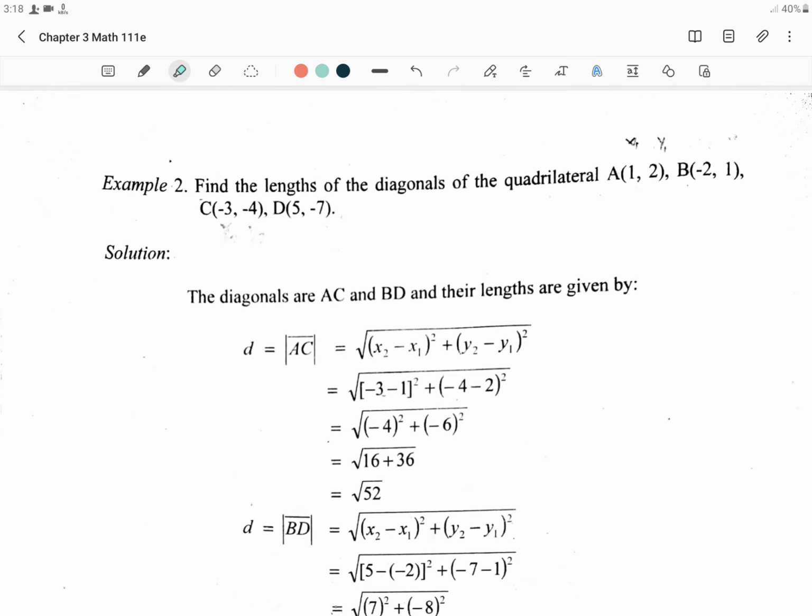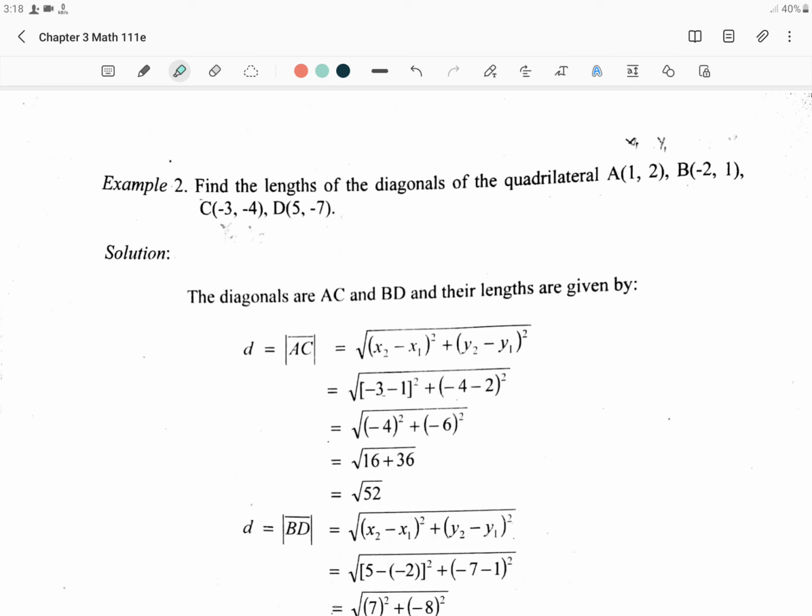Find the lengths of the diagonals of the quadrilateral. Pag sinabi natin quadrilateral, these are shapes with what? 4 sides. It could be a square, it could be a rectangle, or it could be some other of its variants. Okay? So, klaro ba?